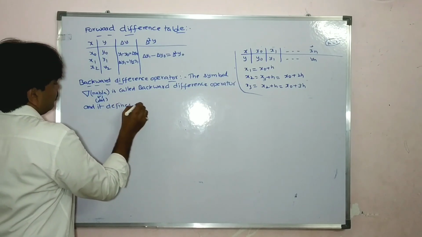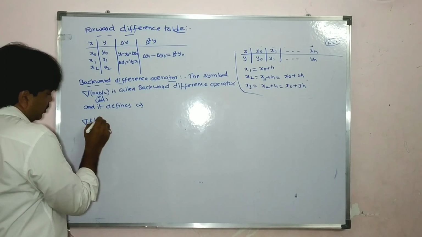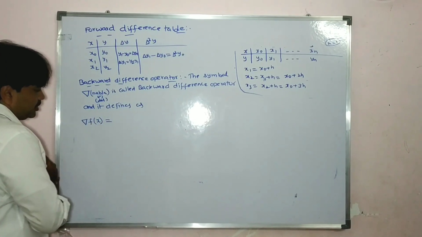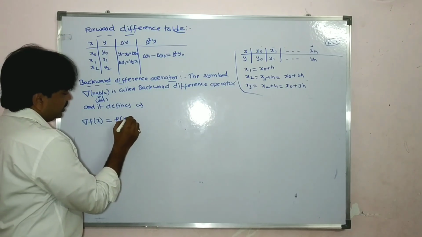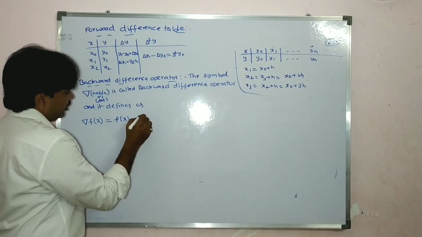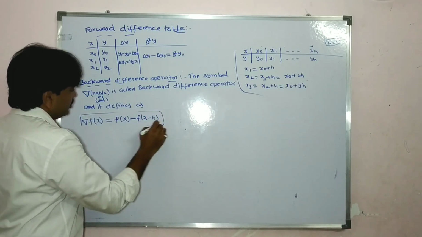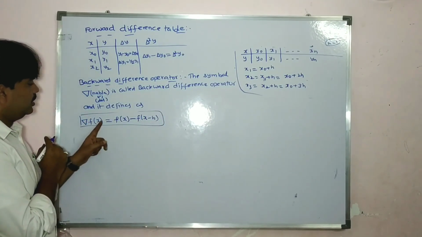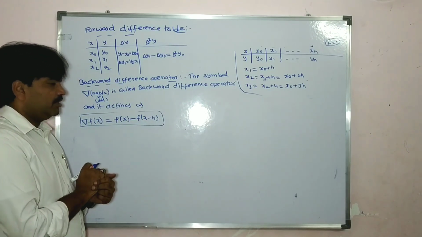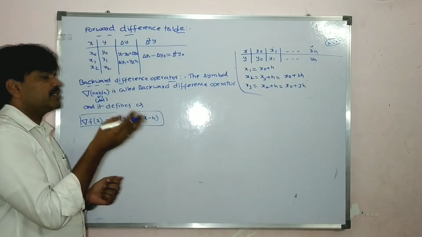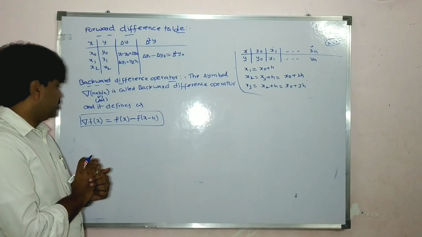It is defined as nabla of f of x, that is f of x minus f of x minus h. What is the definition here? Nabla of f of x equals f of x minus f of x minus h. Previously, we had del f of x means f of x plus h minus f of x. Here, it is f of x minus f of x minus h.